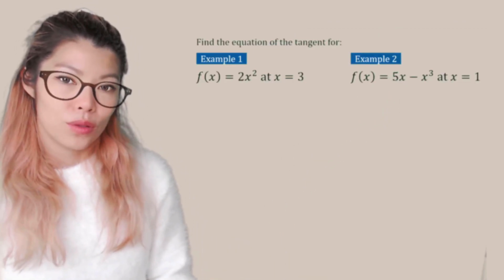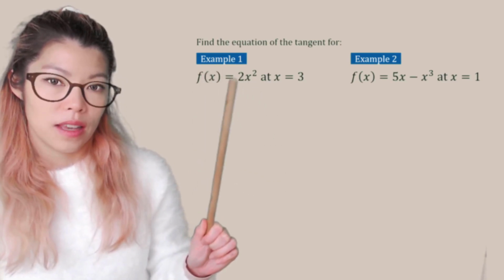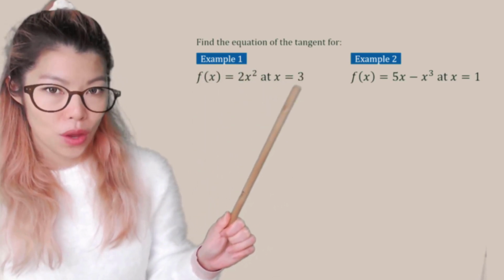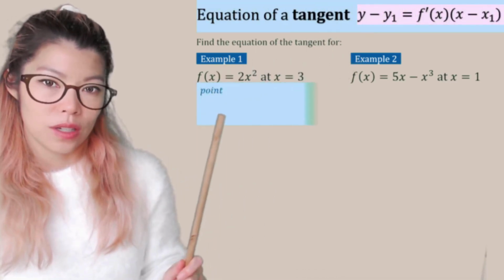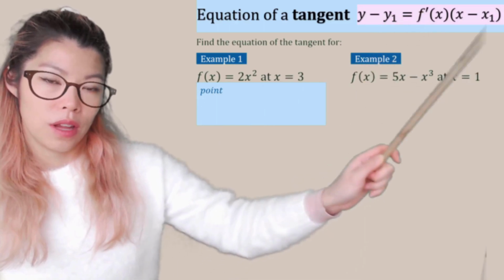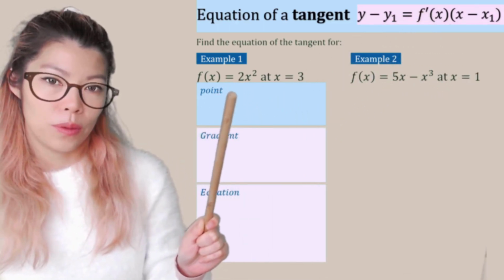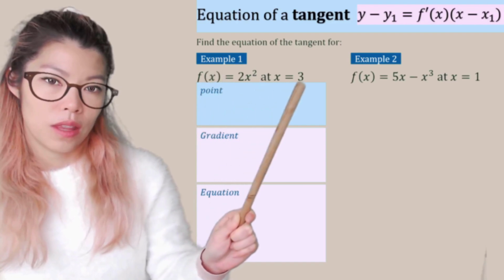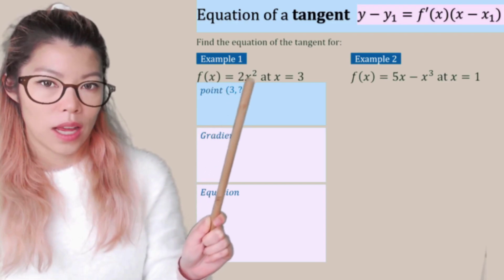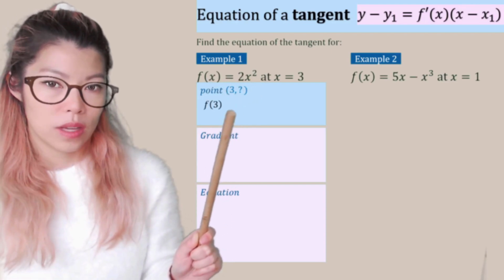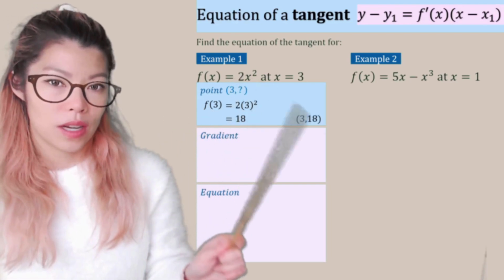So here we have two questions. Find the equation of the tangent for f of x equals 2x squared at x equals 3. So what we're going to do is use that equation. First of all, we need a point for the equation and a gradient. So let's see what the point will be. The point will be us figuring out what the y value is at 3. So plug that in. 2x squared becomes 3 squared. 3 squared is 9, times 2 is 18. So the point is 3 and 18.